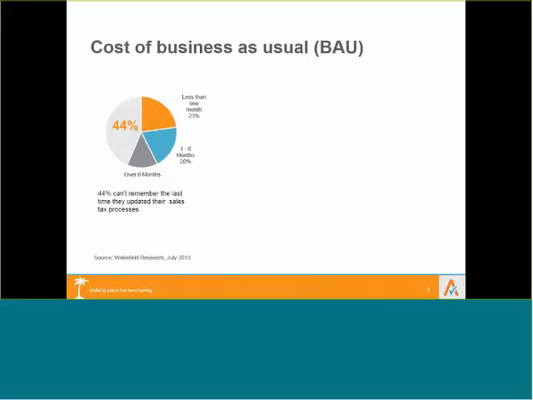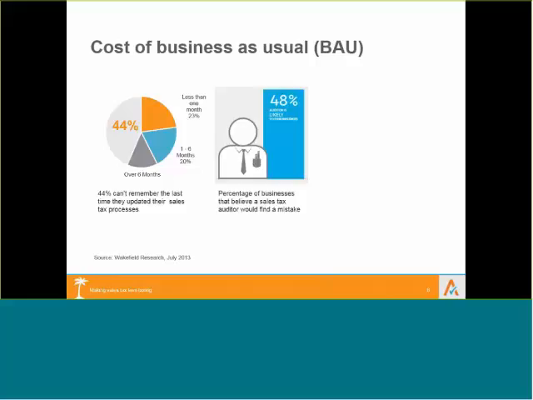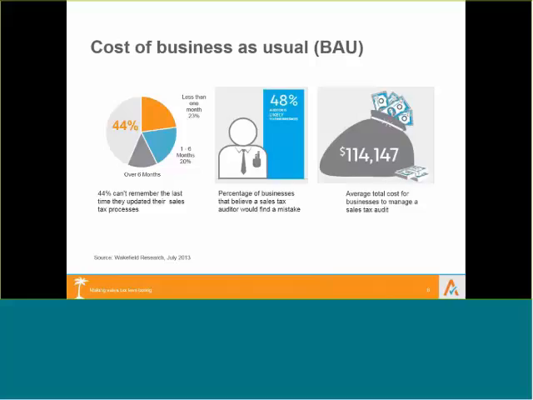Just to give you an idea on how this impacts businesses and what this can mean to you, there were a few surveys a few years ago. One of the questions was, because these changes happen so frequently, how often were people updating their sales tax processes? And the result, believe it or not, was only that 44% could remember the last time they updated the process. Factor in on top of that, if you ask how confident they were in doing it correctly, nearly 48% said an auditor probably would find a mistake if we were to get audited. And lastly, on average, an audit could cost nearly $115,000.